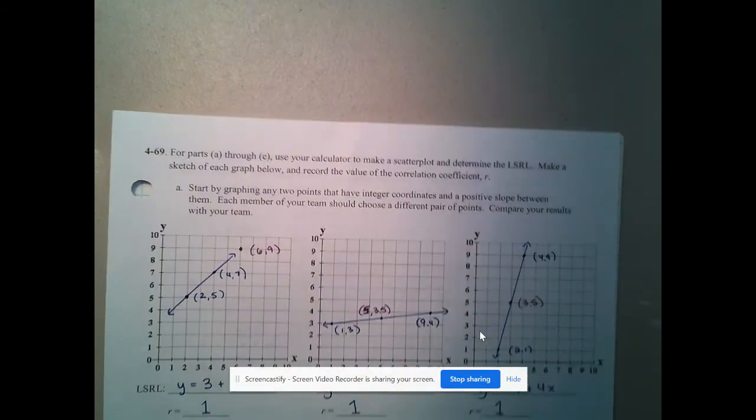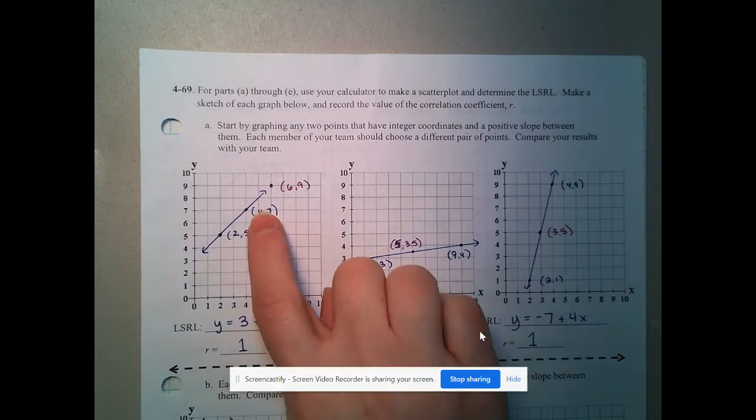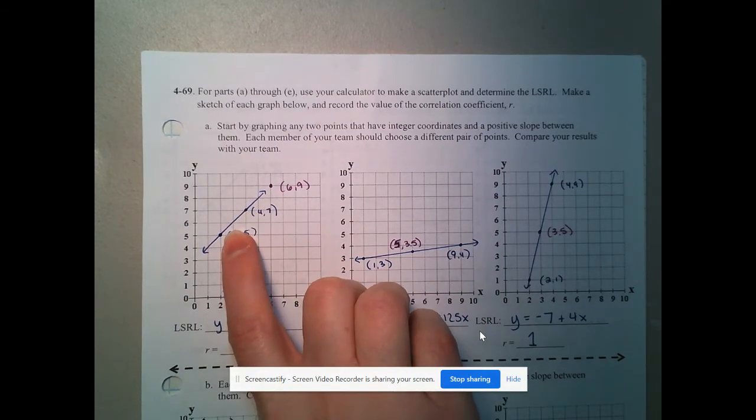All right. Now, if I look at the top of the page, it says, for parts A through E, use your calculator to make a scatter plot and determine the least square regression line, make a sketch of each graph below, and record the value of the correlation coefficient. Start by graphing any 2 points that have integer coordinates and a positive slope. Each member of your team should choose different pairs of points. So we did that. We just did 2 points. So you'll notice that this line only has 2 points to start.